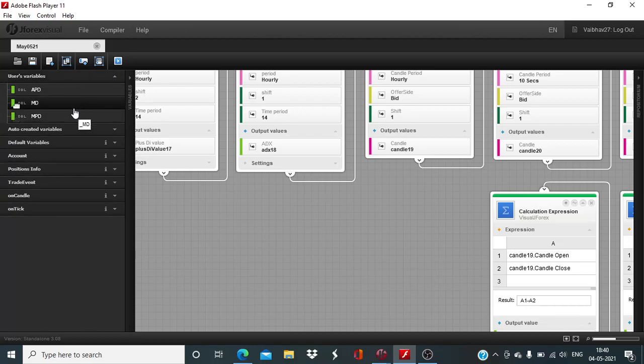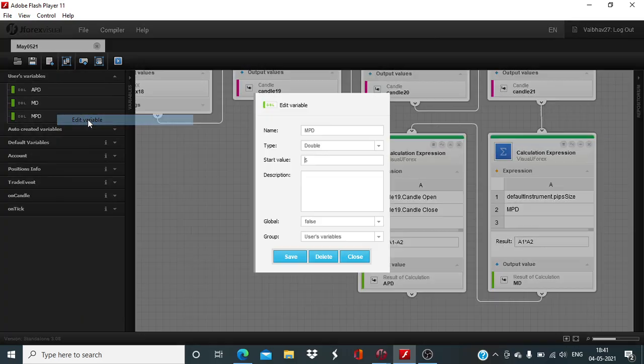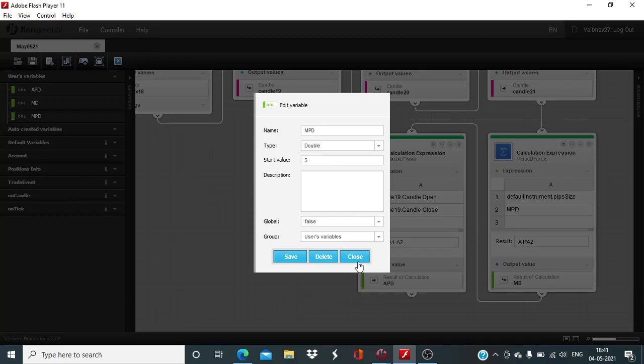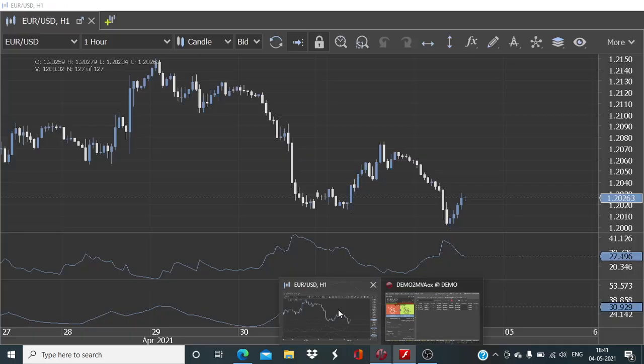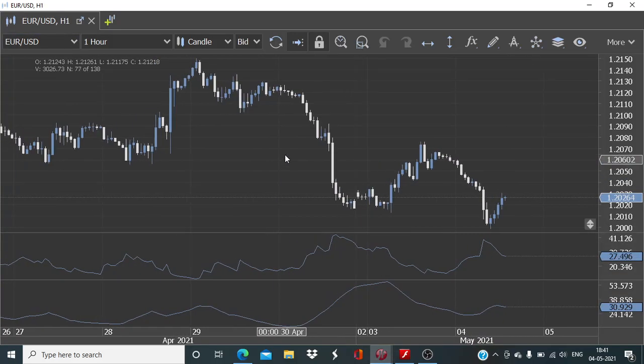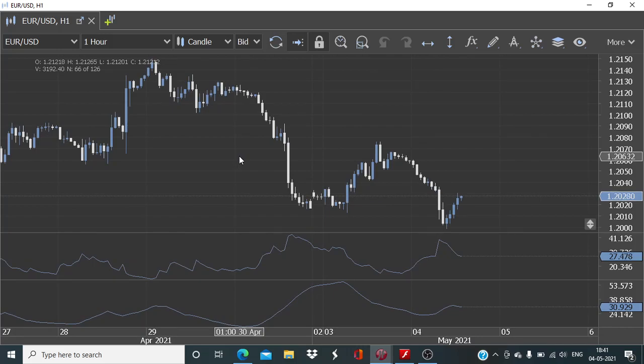You can retrieve any value from here, users variable, and PD was assigned the value of 5. So in this session we are going to add the if blocks, and prior to that I will give you a brief refresher on how we are planning to execute the trade.